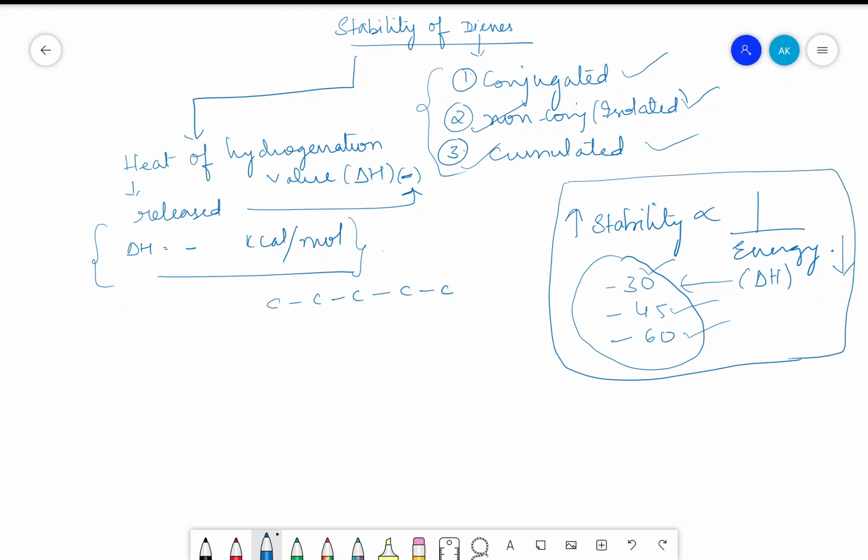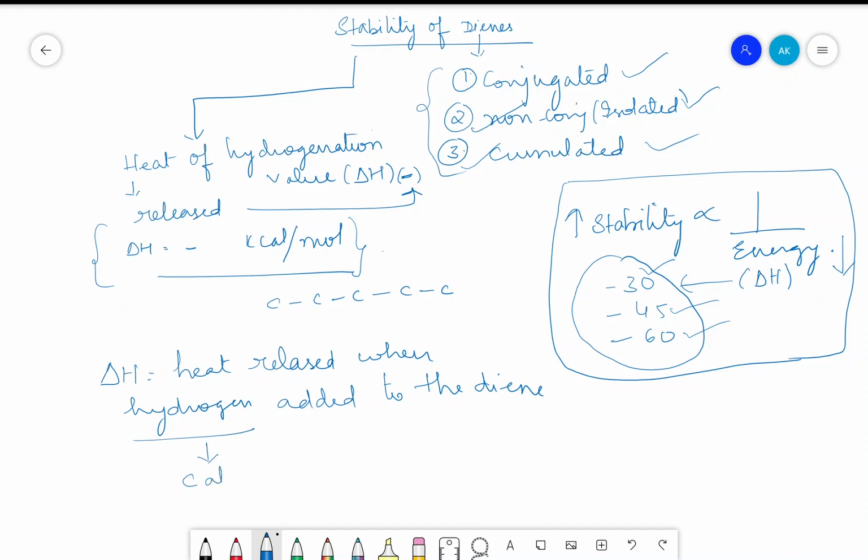The second thing here is, what is delta H? Delta H is the heat released when hydrogen is added to the diene. And this addition of hydrogen happens in the presence of a catalyst. Addition of hydrogen in the presence of a catalyst is catalytic hydrogenation. So catalytic hydrogenation of dienes will give us the delta H value, which will be a negative value.